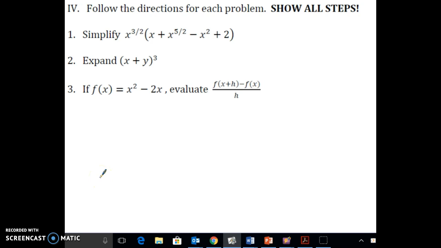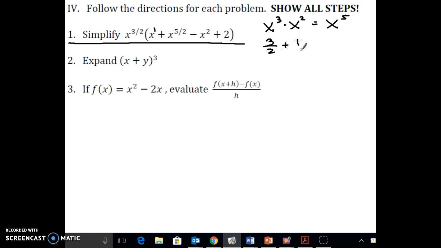A lot of different things going on here. I'm definitely going to do an example with some of these. But what I want to point out in number 1 is you're just distributing. You're going to take x to the 3 halves times x to the first. Now when you multiply, if I was doing x to the third times x to the second, you would add those, right? So I'm going to do the same thing here. I'm going to add these. Well, what's 3 halves plus 1? You're going to have to get a least common denominator and then add.